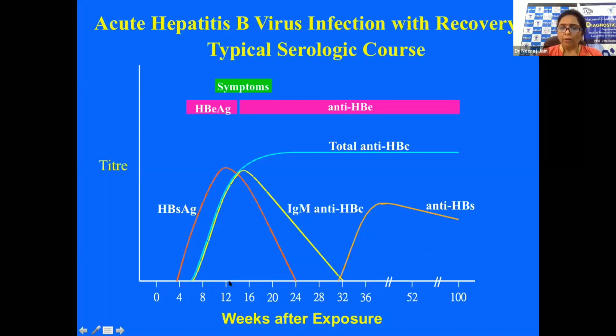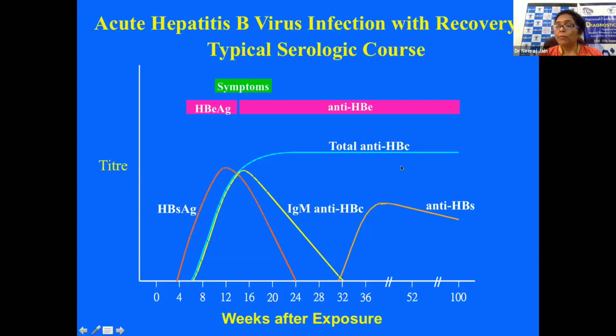The second antigen I have already told you about was the core antigen, which we cannot measure, but core antibodies of the IgM variety come, peak, and drop at 32 weeks. So there is a phase when we have lost surface antigen and don't have surface antibodies, and this is the window period. Window period diagnosis can only be made by detecting core antibodies of the IgM variety. Later on, this IgM over a period of time gets converted into total core or IgG variety, which stays in the body for life.